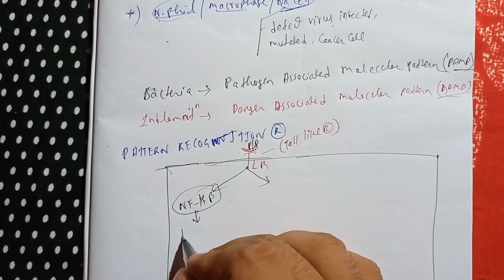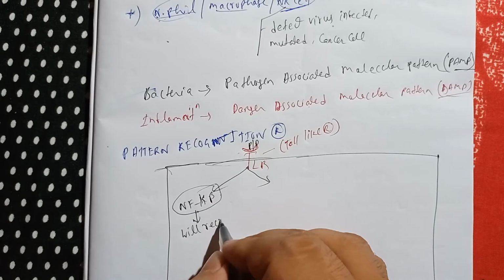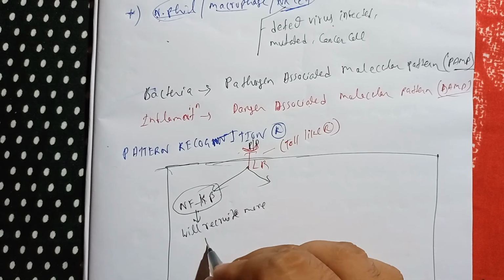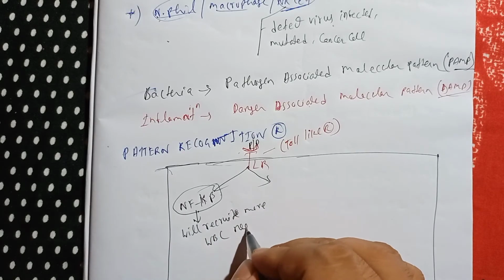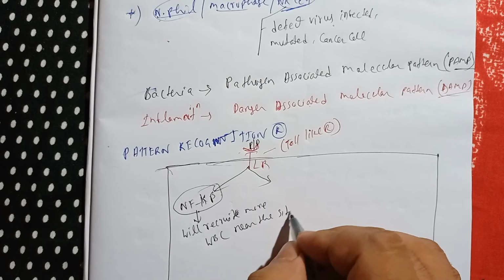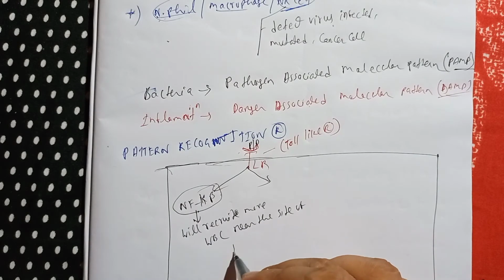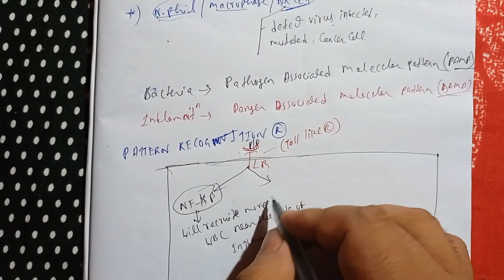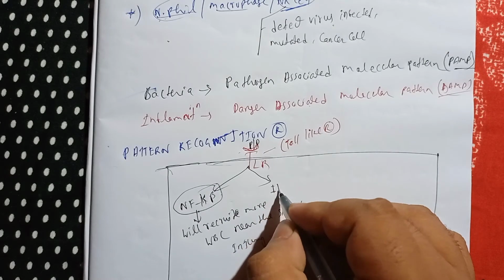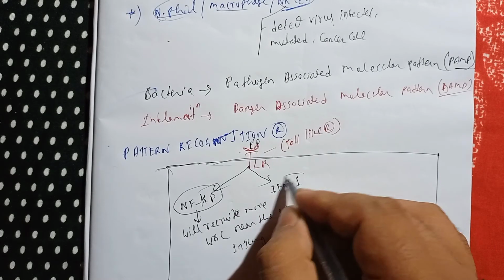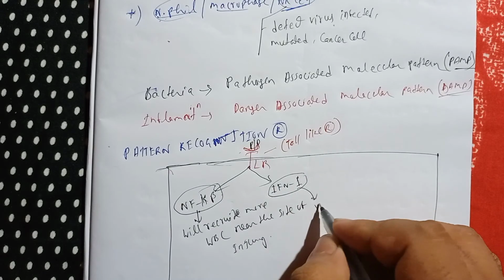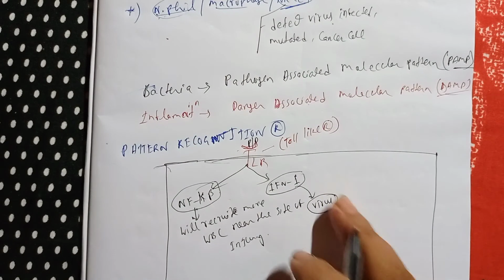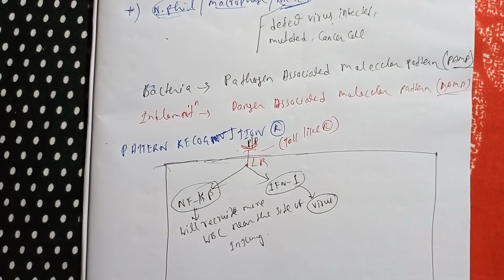It will recruit more WBC near the site of injury. And similarly they will produce one more material called interferon 1, and that will act against the viruses. Of course, they will go there and try to destroy the viruses. Interferon 1.